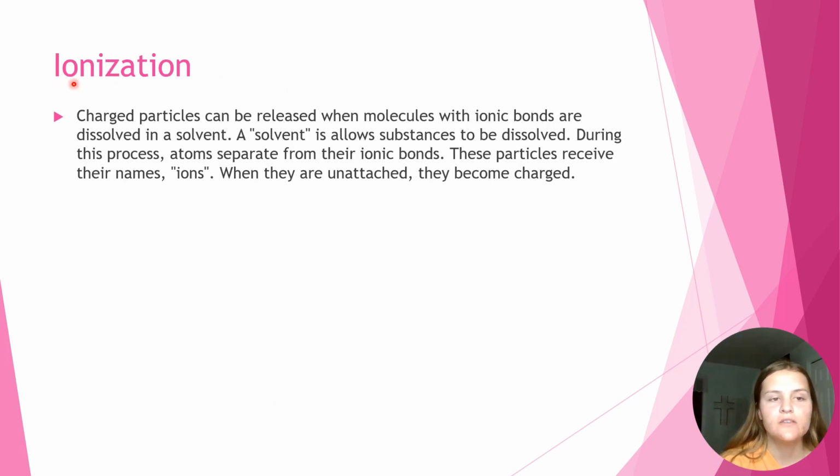Okay, so next you have ionization. Charged particles can be released when molecules with ionic bonds are dissolved in a solvent. A solvent allows substances to be dissolved. During this process, atoms separate from their ionic bonds. These particles receive their names, ions. When they are unattached, they become charged.